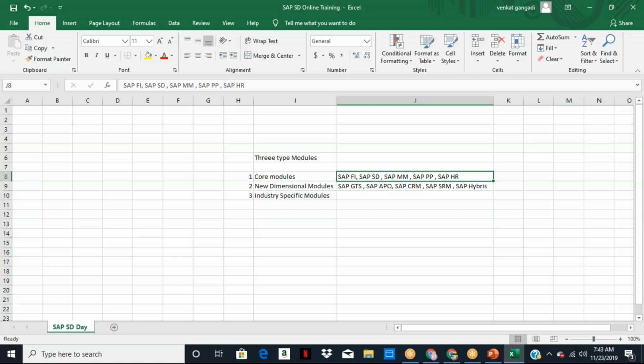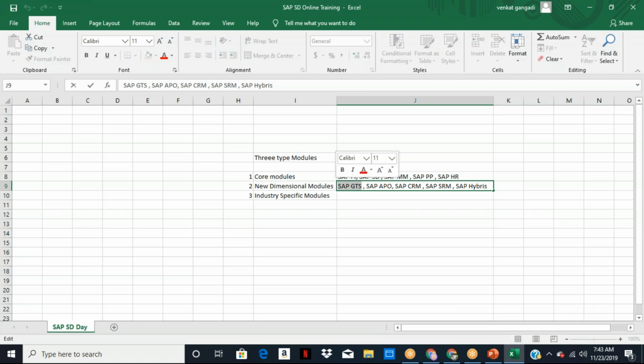But still, those SD foreign trade and MM foreign trade modules are not up to the mark, not strong enough to support all the functionalities of imports and exports, that means to support international trade. So that is the reason SAP introduced the GTS module to support complete global trade, complete international trade functionality and requirements.